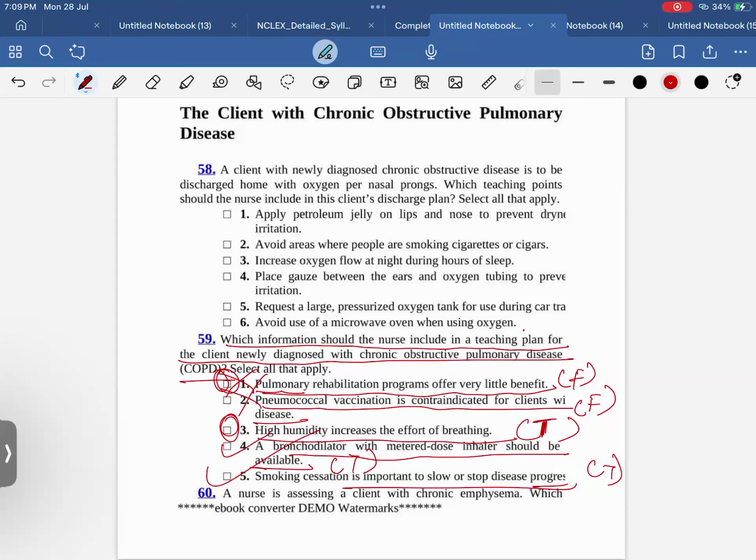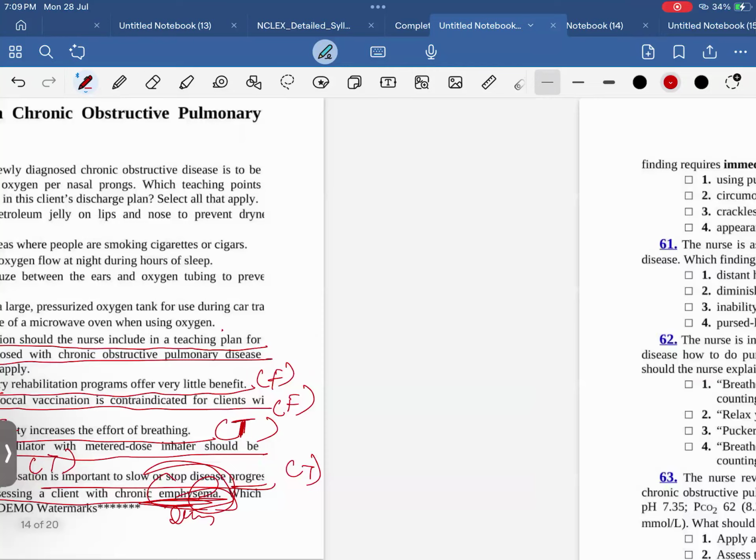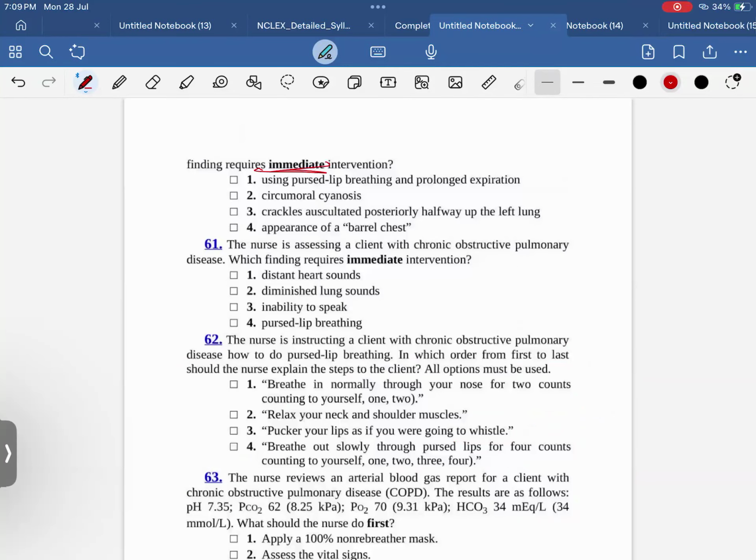Next: a nurse is assessing a client with chronic emphysema. Does the question provide the diagnosis? Yes, you already know the patient has emphysema. Do you know everything about emphysema? What finding requires immediate intervention? What do you do as an immediate action for the patient? Use pursed-lip breathing and prolonged expiration. Immediate means intervention. Which sign or symptom are you going to respond to immediately?